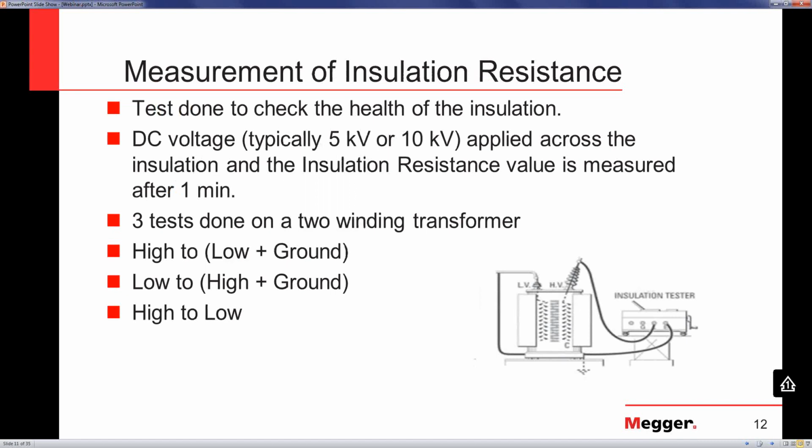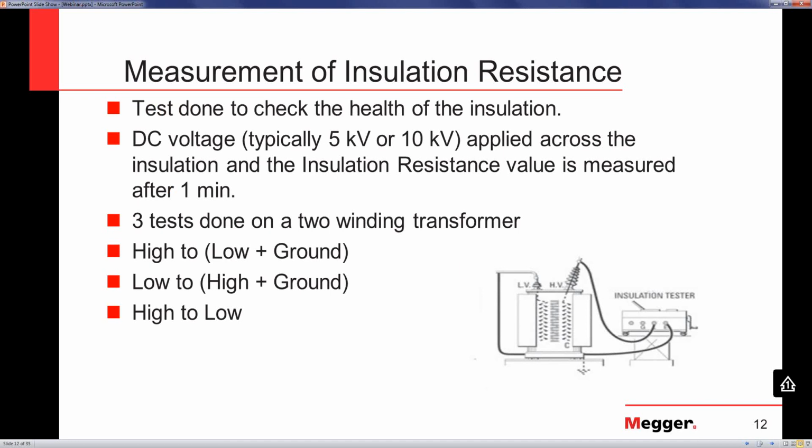The next test on the list is measurement of insulation resistance. This test is done to check the health of the insulation. A DC voltage, typically 5 kV or 10 kV, is applied across the insulation, and the insulation resistance value is measured after 1 minute. There are 3 tests done on a transformer: high to grounded low, low to grounded high, and high to low. This is for a 2-winding transformer.